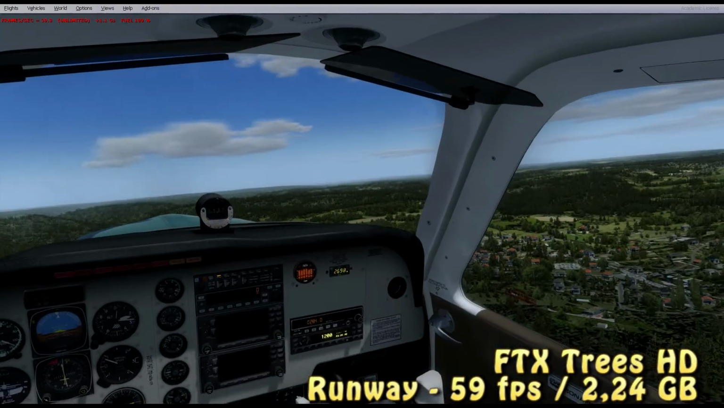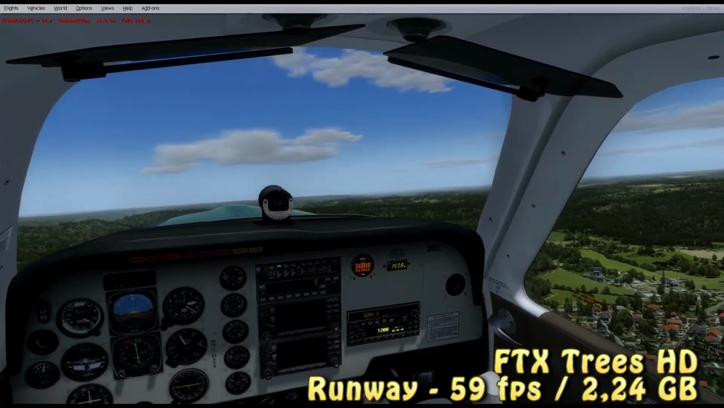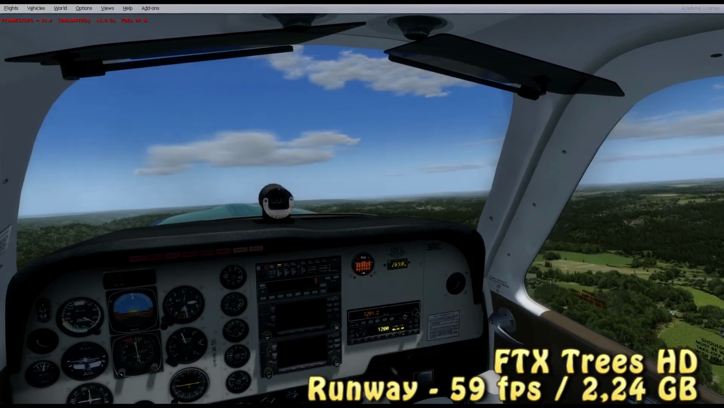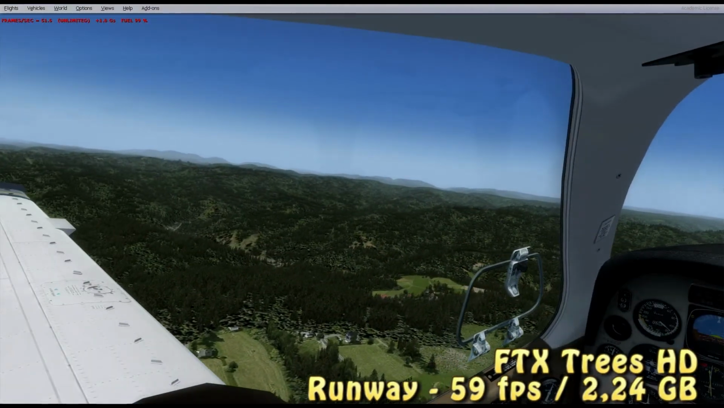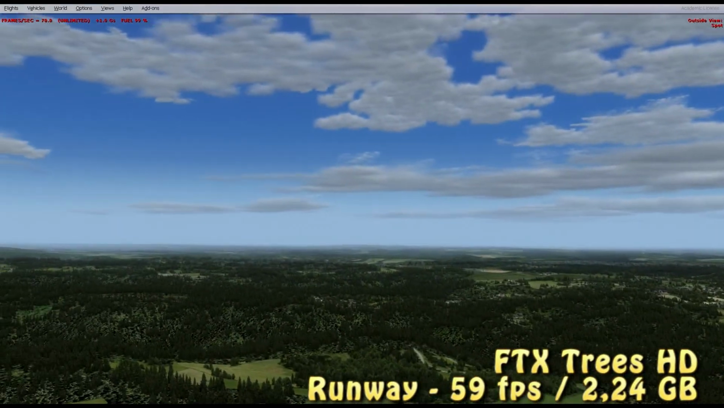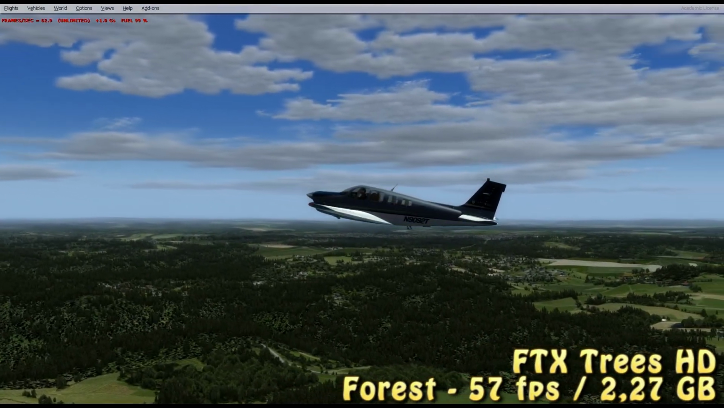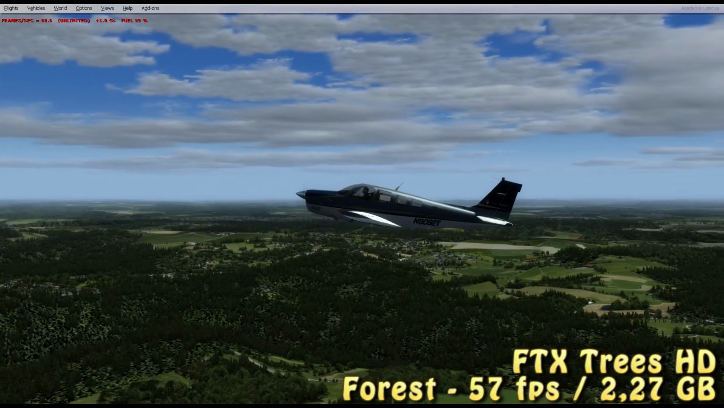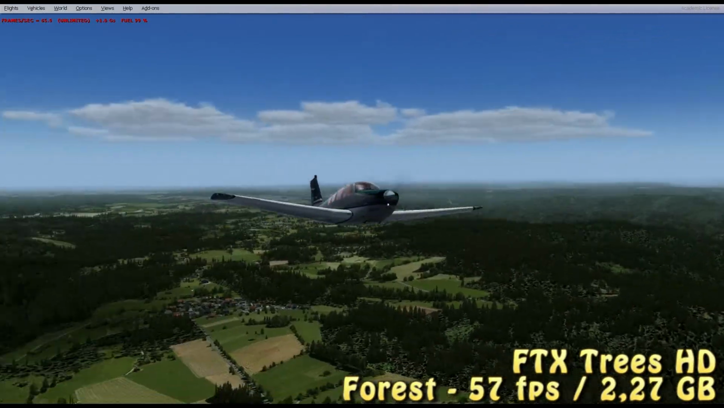Let's take a look at the last situation that is important for us, over the forest with the external model of the airplane loaded. It just takes a few more seconds, and here we are over the forest, 57 frames per second and 2.27 gigabytes, which means, let me take a look, yeah, not 100 megabytes but close to it.